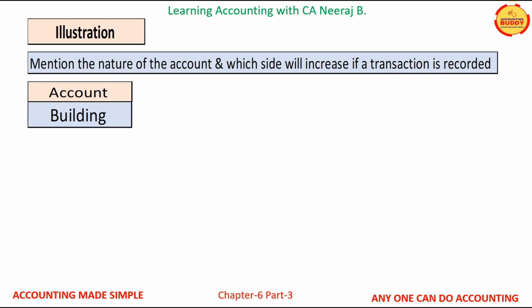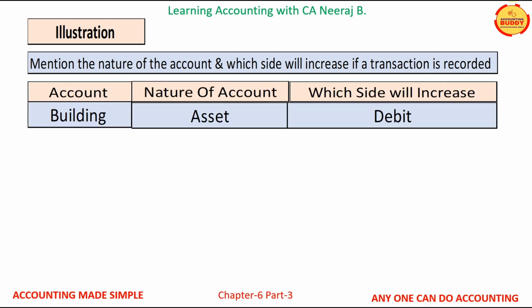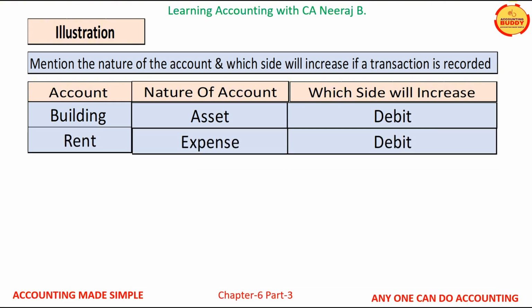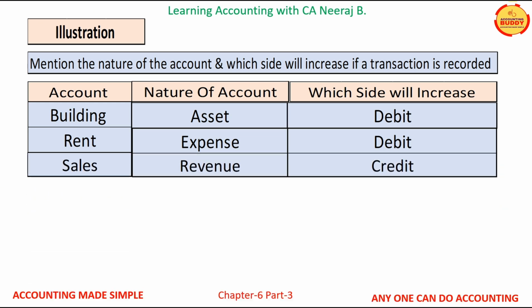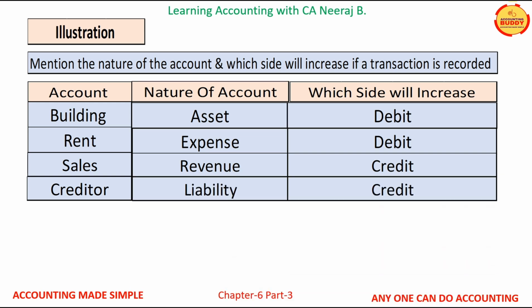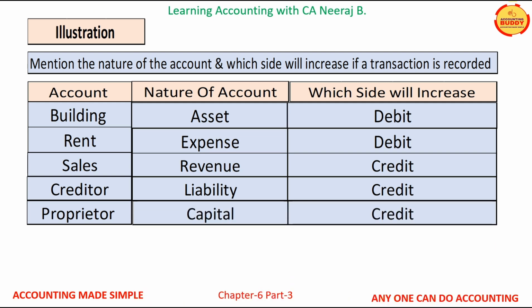First account is building. Building is an asset and assets are debited when they increase. Second account is rent. Rent is an expense account and expense accounts are debited when they increase. Third account is sales. Sales is a revenue account and revenue accounts are credited when they increase. Fourth account is creditor. Creditor is a liability account and liability accounts are credited when they increase. Fifth account is proprietor. Proprietor account is a capital account and capital accounts are credited when they increase.